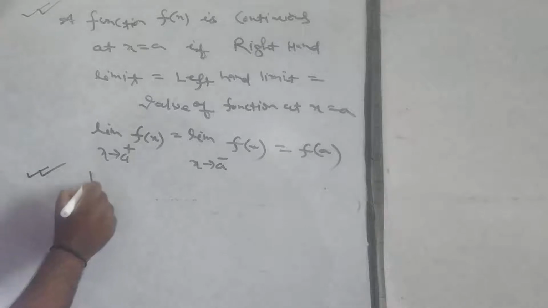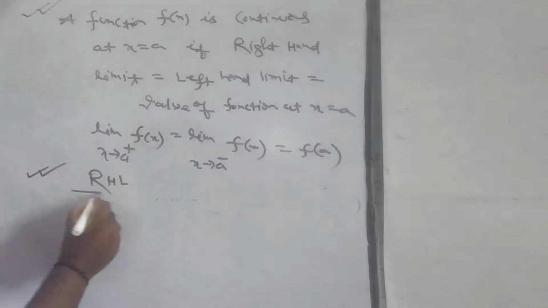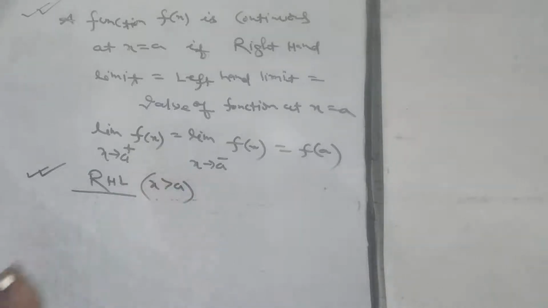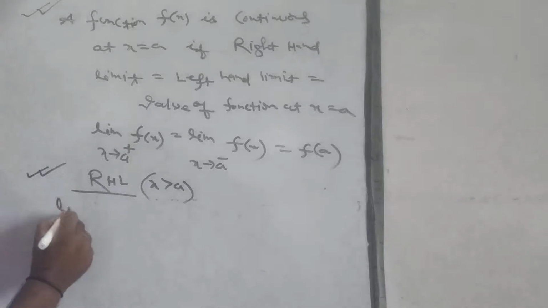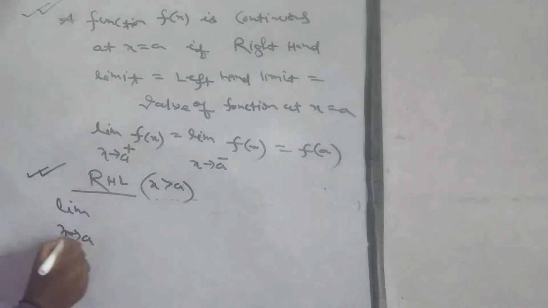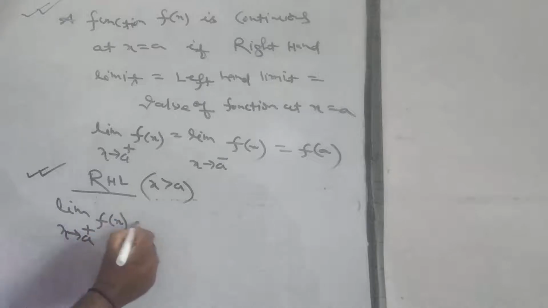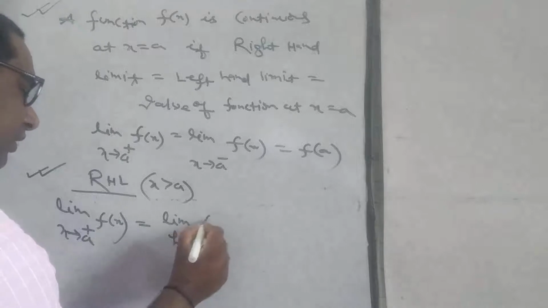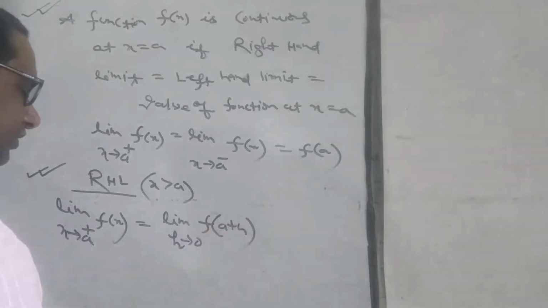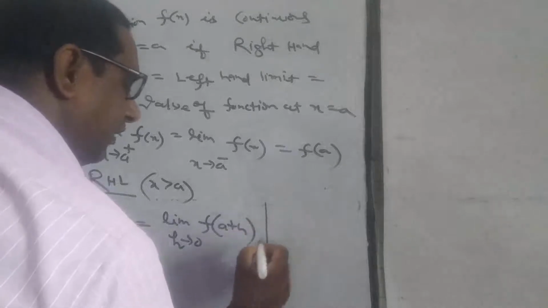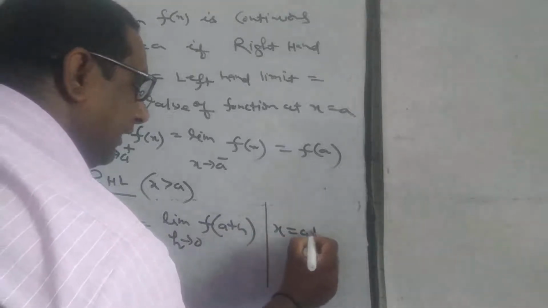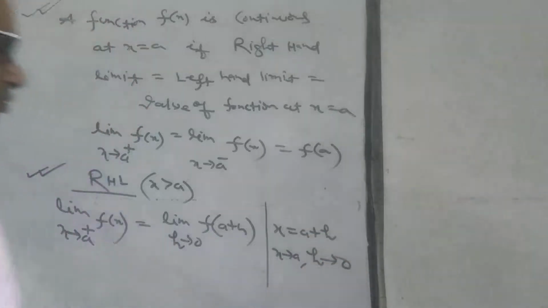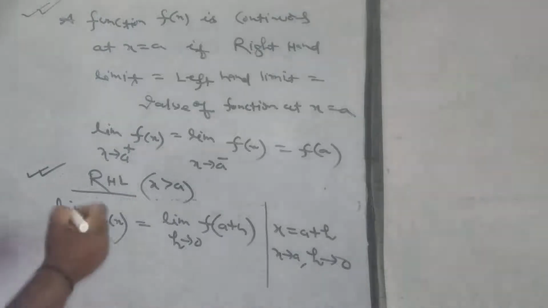Now, what is the meaning of right hand limit? That is, the value of x is greater than a. So, first of all, we write x tends to a plus. The notation is a plus. Now the second, we can write this as h tends to 0 of f(a plus h). What we are doing is just replacing x by a plus h. If x tends to a, then h tends to 0. This is the right hand limit.